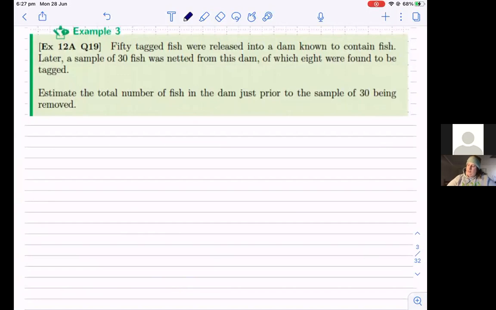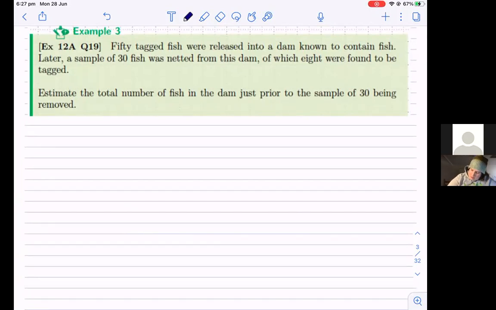50 tagged fish were released into a dam known to contain fish. Later, a sample of 30 was netted from this dam, of which 8 were found to be tagged. Estimate the total number of fish in the dam just prior to the sample of 30 being removed. Okay, so the relative frequency of tagged fish in the dam compared to the total should be the same.